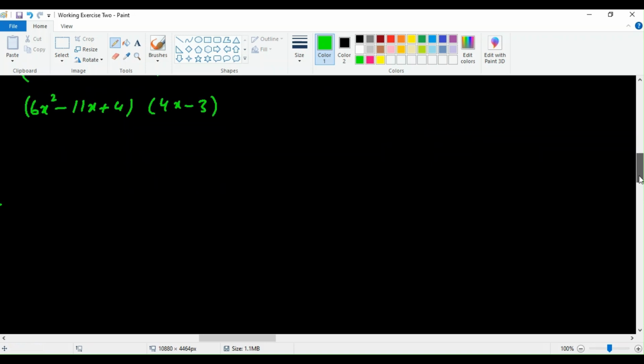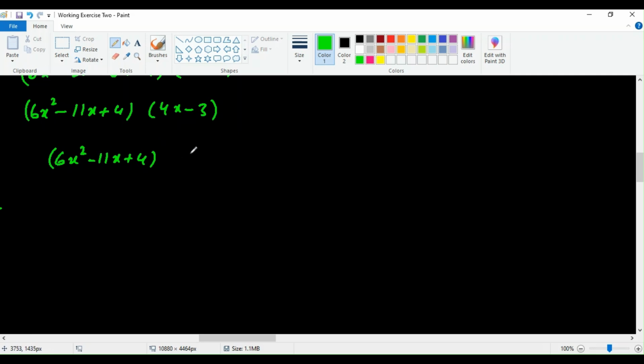Then I will write this two different times, 6x squared minus 11x plus 4. Now I will multiply this by 4x first and then I'll multiply with negative 3. So 4 times 6 is going to give us 24.